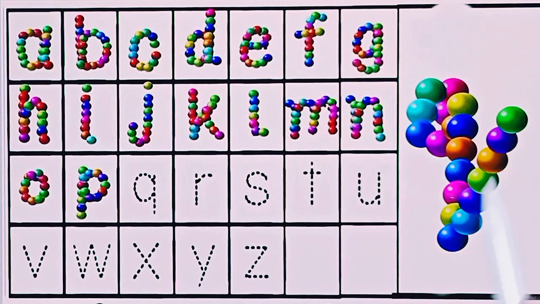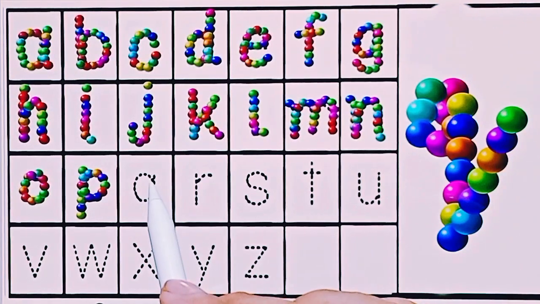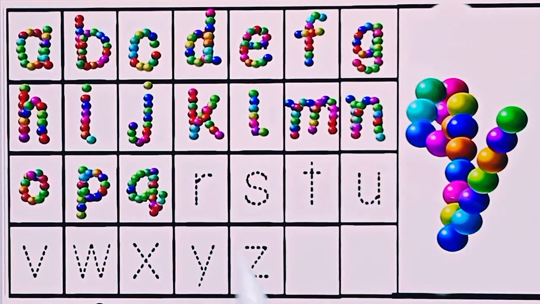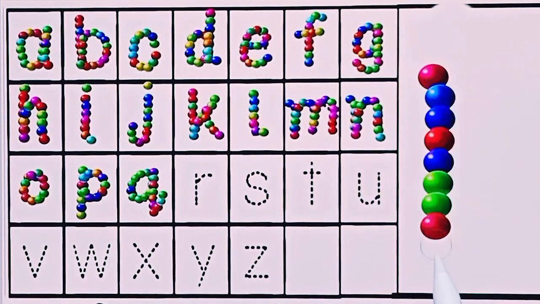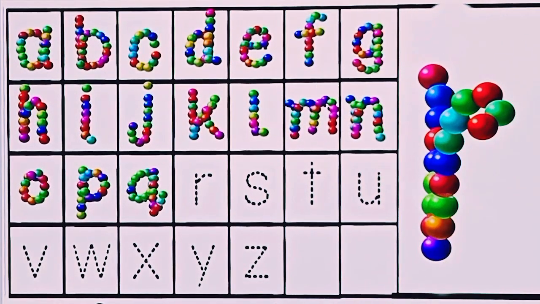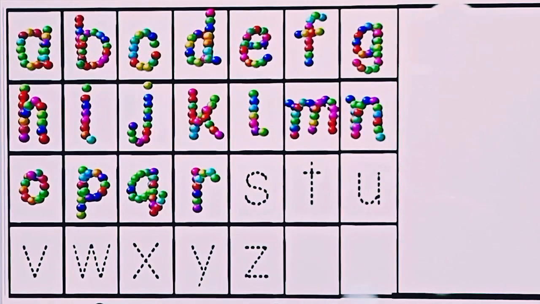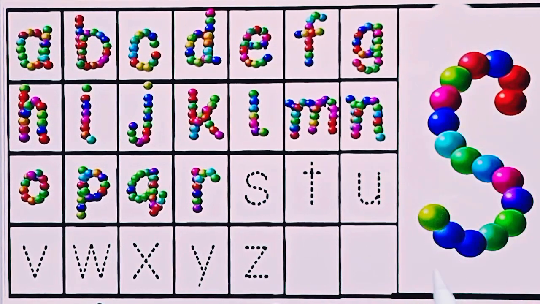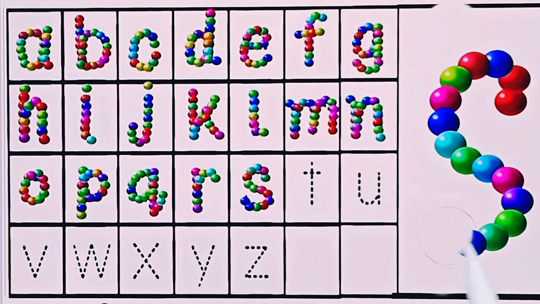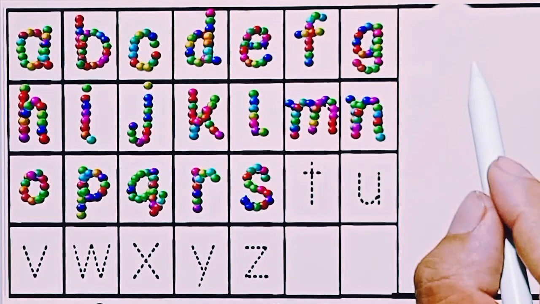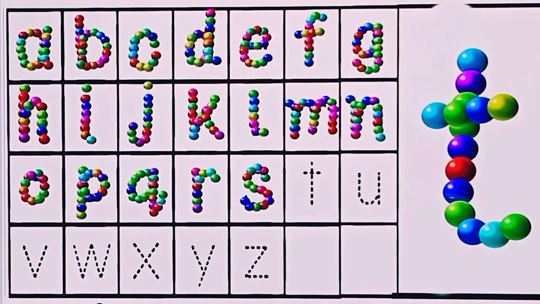Q for coin. R for rose. S for swan. T for tiger.